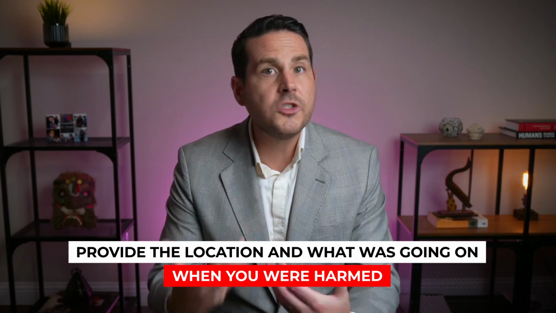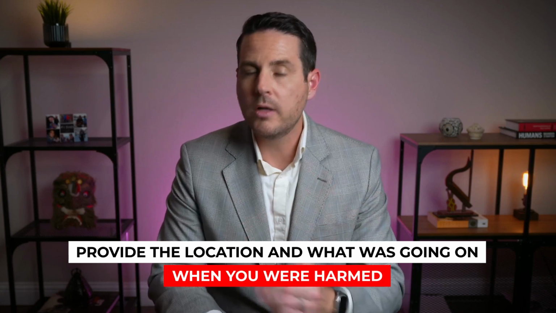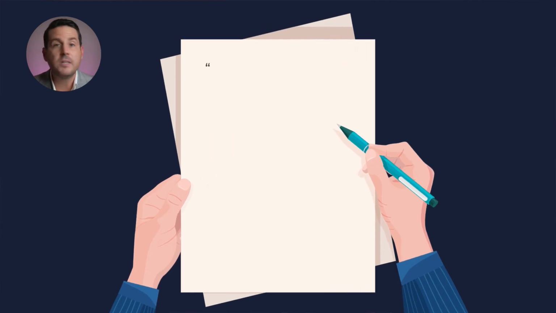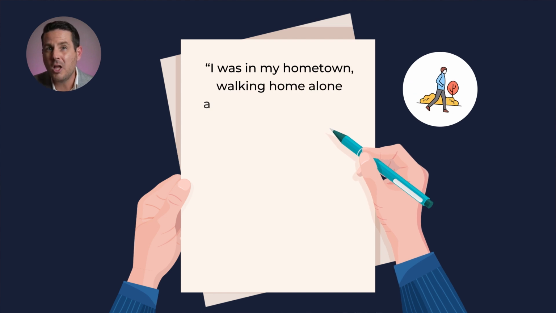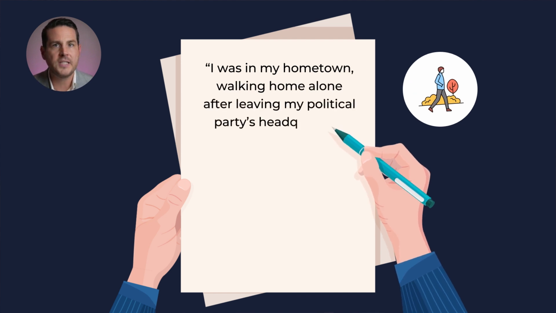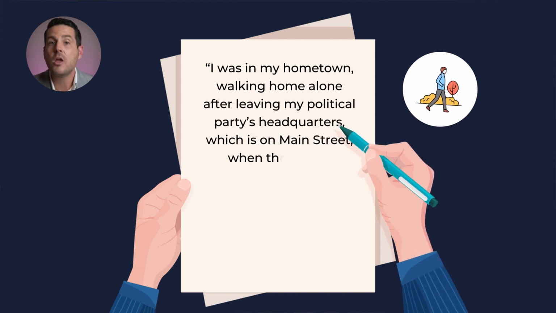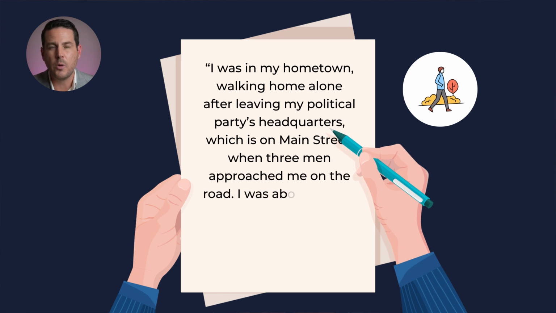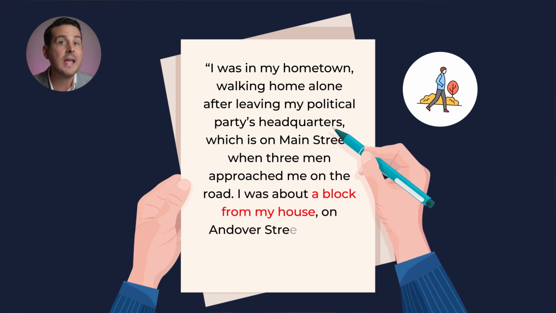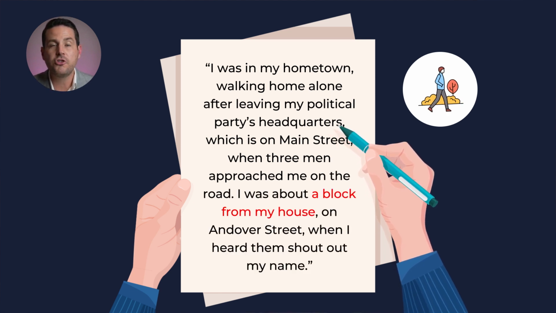Okay. Number 2, provide a bit of context by including the location and what was going on when the harm occurred. So for example, you could say, I was in my hometown walking home alone after leaving my political party's headquarters, which is on Main Street, when 3 men approached me on the road. I was about a block from my house on Andover Street when I heard them shout out my name.